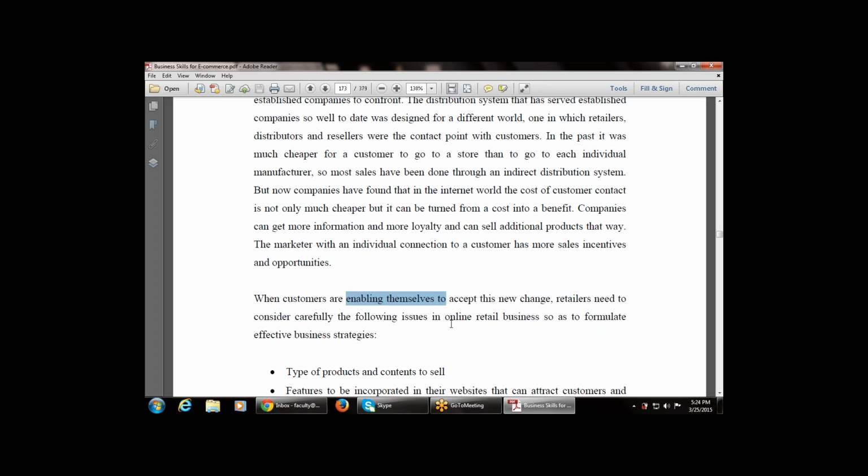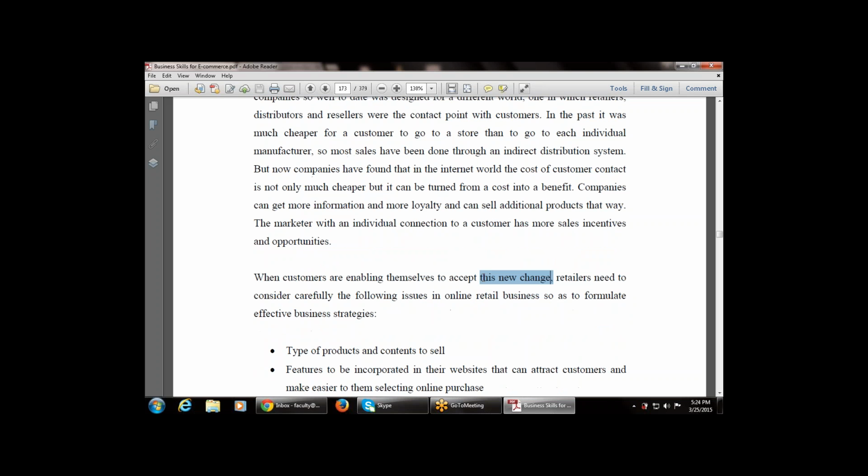When customers are enabling themselves to accept this new change, retailers need to consider the following issues carefully. So when customers are accepting e-trading, there is an opportunity, and also a role for online retail businesses to formulate effective business strategies. So what are the various issues that an online retail business has to consider? What are the various factors?